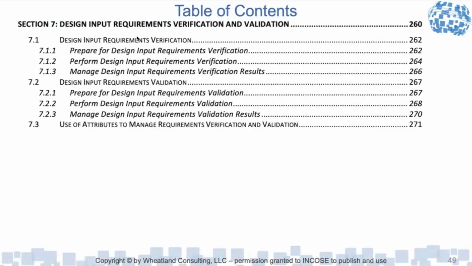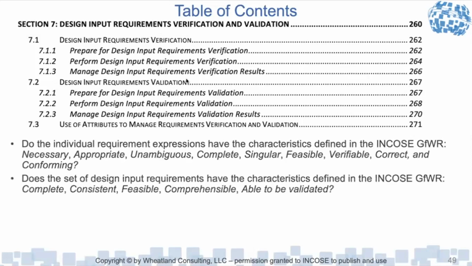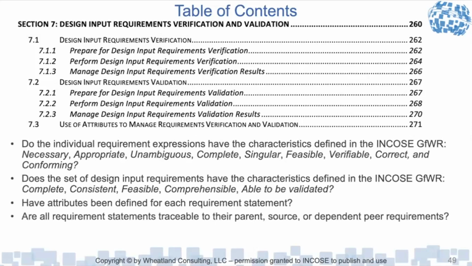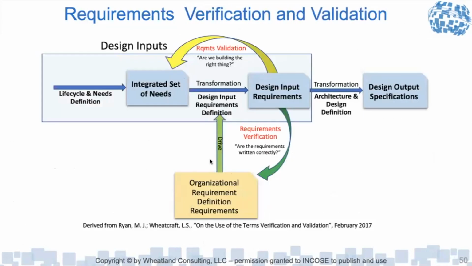Section 7 focuses on design input requirements, verification, validation. It goes into a lot of detail, with checklists that you can go through as part of each of these activities. You're going to go through these activities as part of the baselining of your requirements. And so we're asking key questions about, do they have the right characteristics individually and as sets? Have we defined attributes for each requirement? Do we have the traceability established? Do they clearly communicate the intent of the integrated set of needs for which they are transformed? Requirements verification, validation.